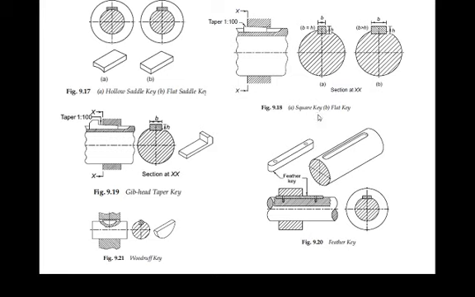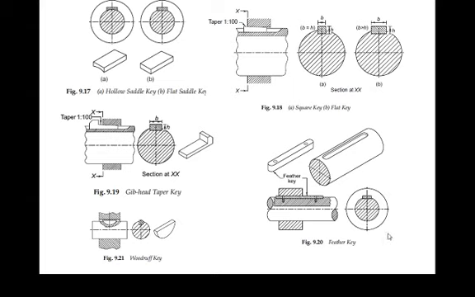Then the next one is sunk keys, that is, a square key and a flat key. Now see, B is equal to H, where B is the width and H is the height of the key. If B is equal to H, that will be a square key, and if B is greater than H, then that will be a rectangular key. Since it is a sunk key, 50% of the key will be in the shaft and 50% will be in the hub. It will also have a taper of 1:100.